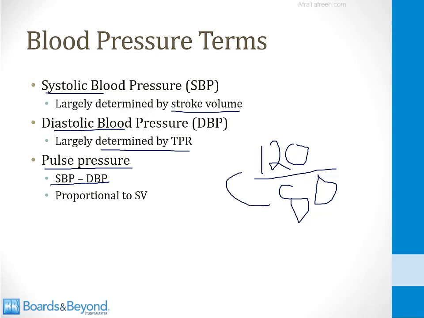And this is also proportional to the stroke volume. Remember what I told you before. The height of the blood pressure, meaning the maximum value or the systolic pressure, is determined by the stroke volume. This means that the difference between these two numbers, or the pulse pressure, is also determined by the stroke volume.